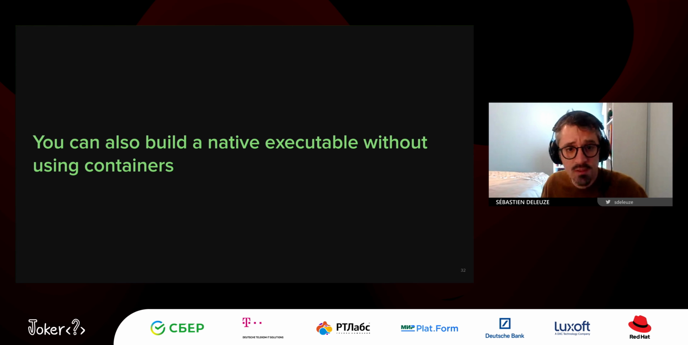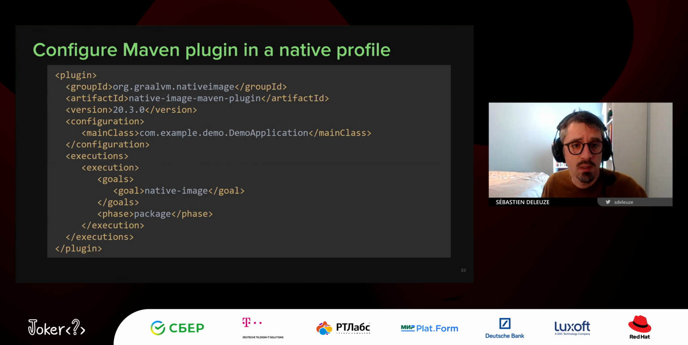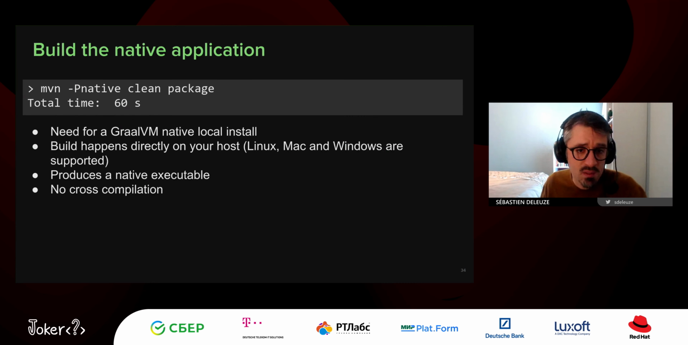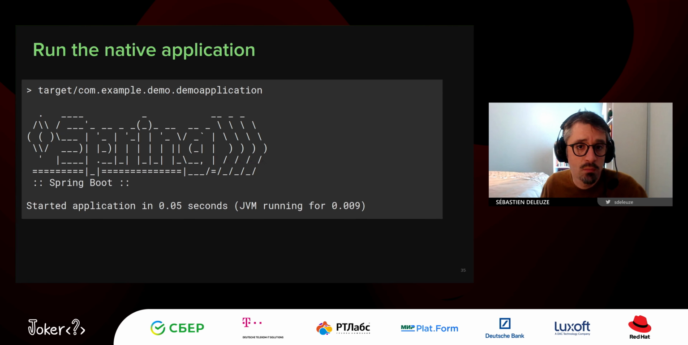But you can also build a native executable without using containers. So you can configure a Maven plugin in the native profile. This is the native image Maven plugin provided by the GraalVM team. You will run that, so typically clean package, and then it will run. You will have directly the native executable available. Be aware, there is no cross compilation. So if you are on Linux, you will compile a Linux executable.